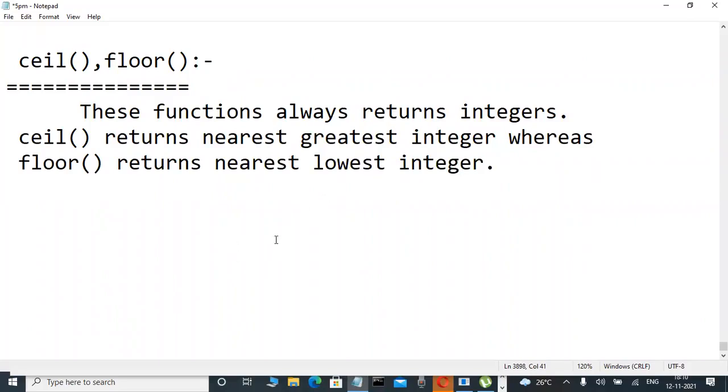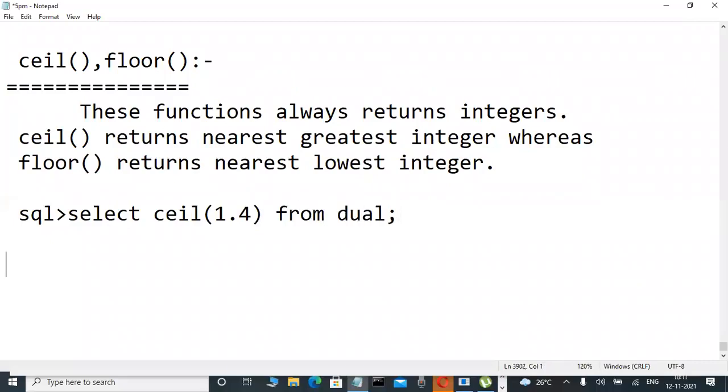CEIL returns the nearest greatest integer, whereas FLOOR returns the nearest lowest integer. For example, for your understanding, I'm giving small examples. Select CEIL of 1.3 from dual. Can anybody guess the output?